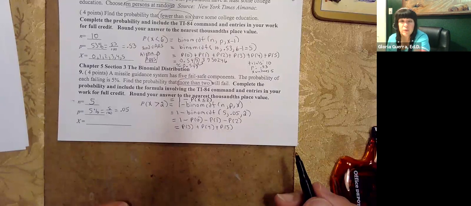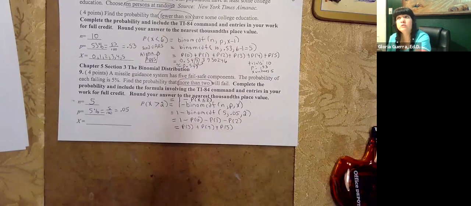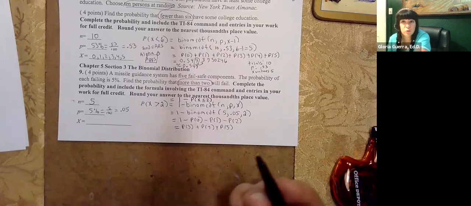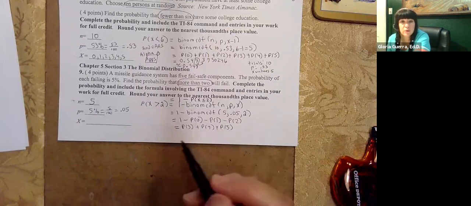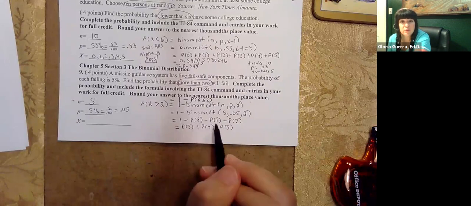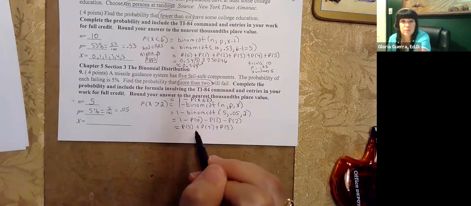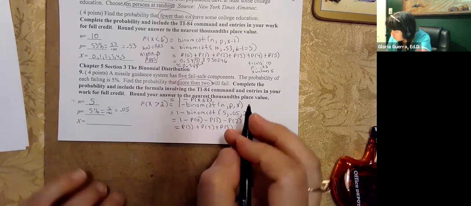Yeah. So when you add them all up, P of 0 plus P of 1 plus P of 2 plus P of 3 plus P of 4 plus P of 5 equals 1. So you're taking away P of 0, P of 1, P of 2, and you're left with P of 3, P of 4, and P of 5. So that's true, okay?